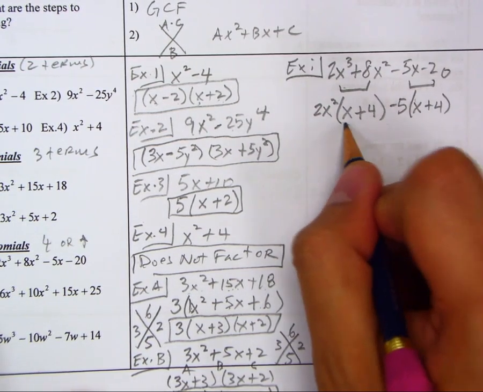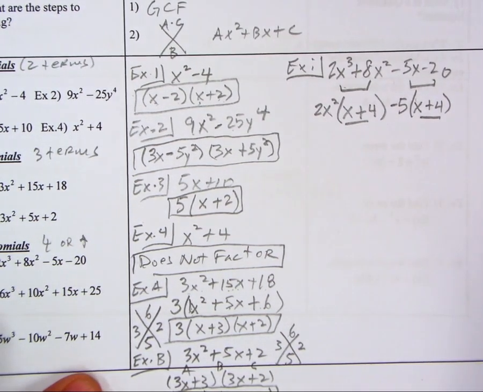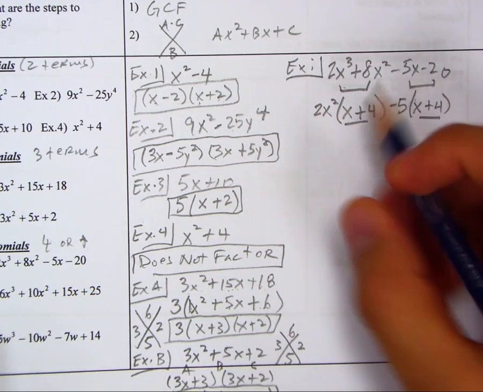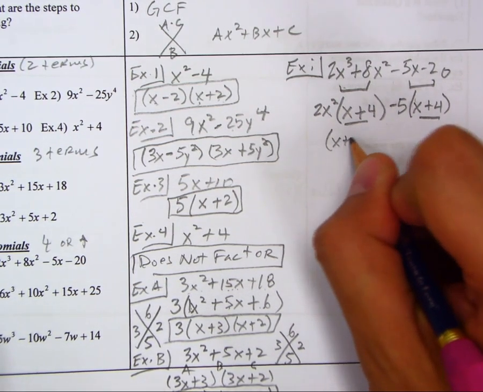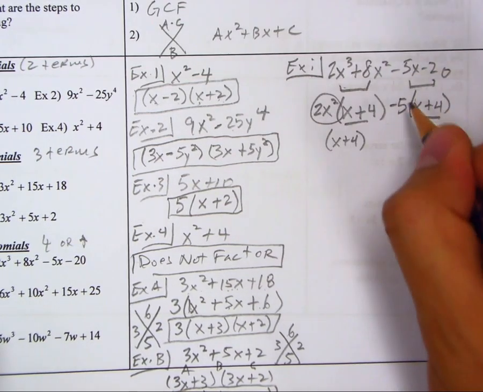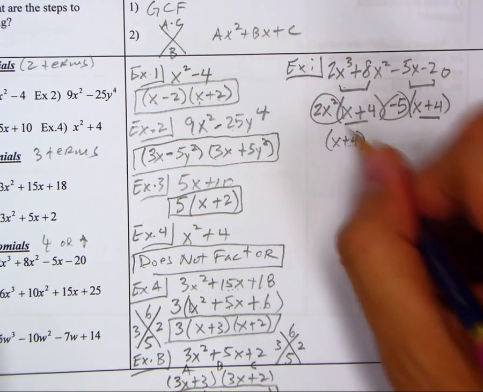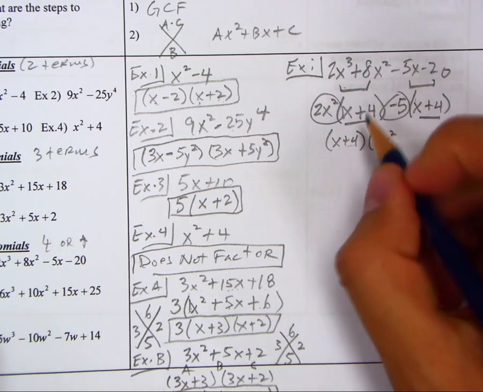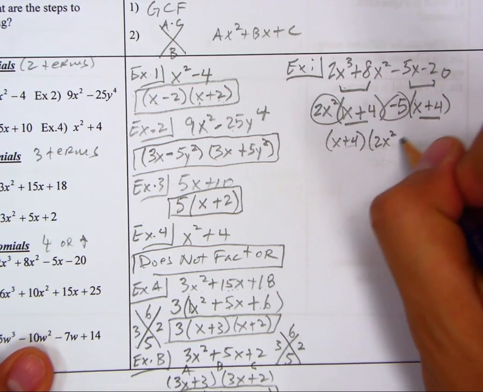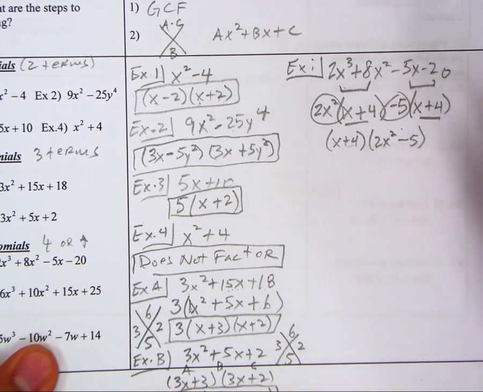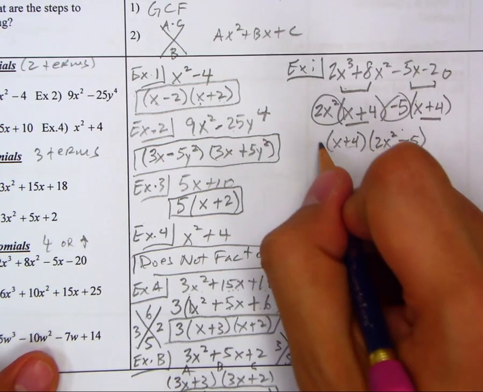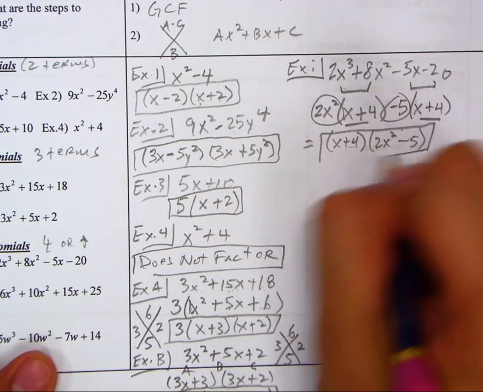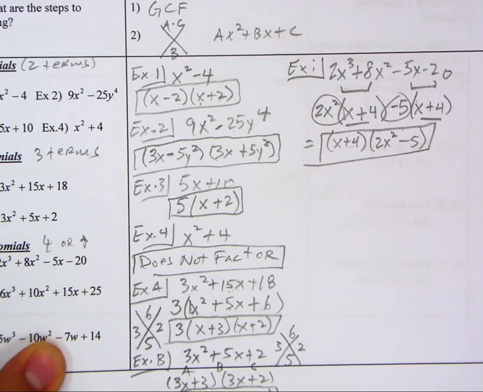Now, when we group, these two parentheses are always the same. If they're not, then most likely we can't factor it. The GCF of these two terms is x plus 4. X plus 4 times 2x squared gives you the first term. X plus 4 times negative 5 gives you the second term. And we are done. We wrote it as multiplication.